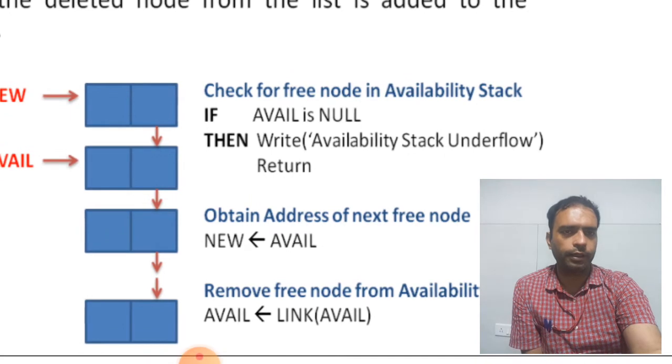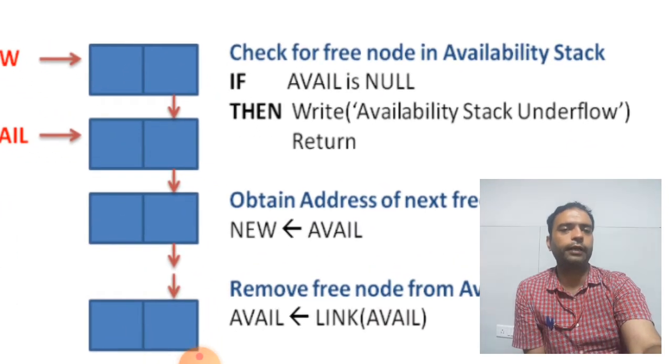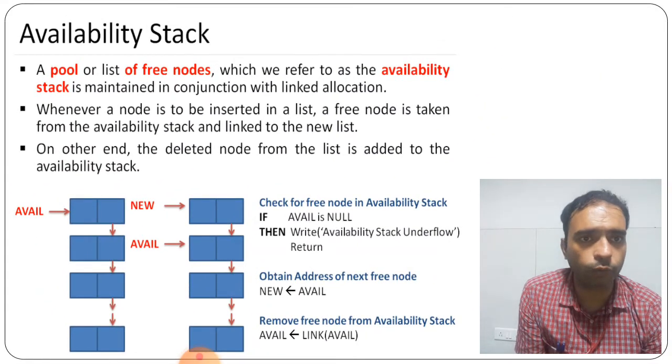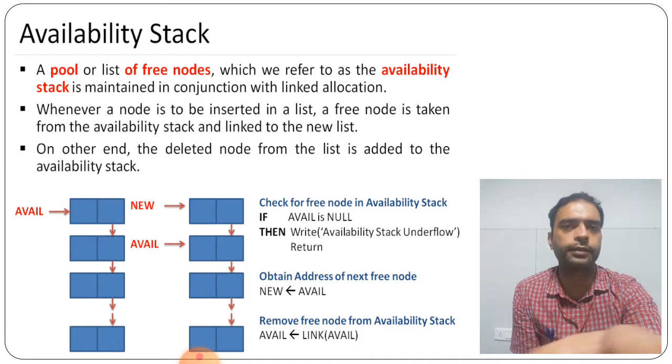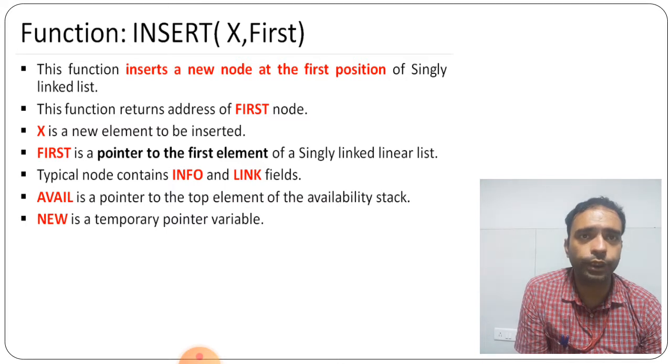So here it is given that link avail is given to the avail. Now so that's why it is going towards the next node. So remove the free node from the availability stack, and finally it will go towards the next. Now how to insert, that we will show here.